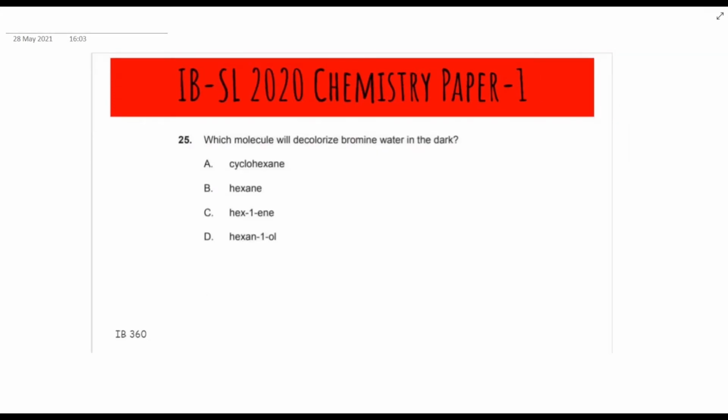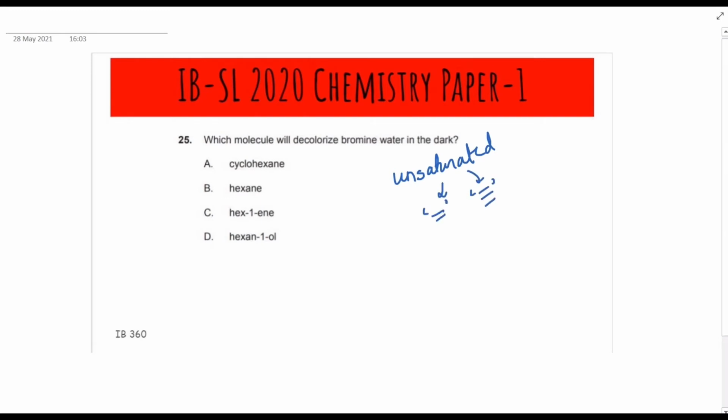Now in question 25, we need to find out which of the following molecules will decolorize bromine water in the dark. To answer this question, we need to know that unsaturated compounds can decolorize bromine water in the dark. What are unsaturated compounds? They are basically compounds containing double bonds or triple bonds.